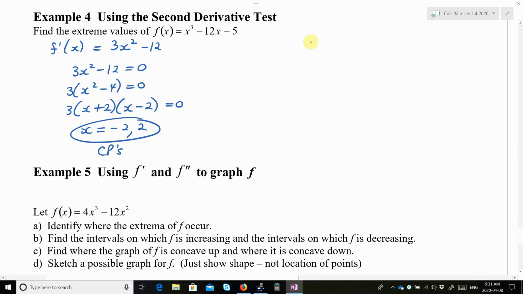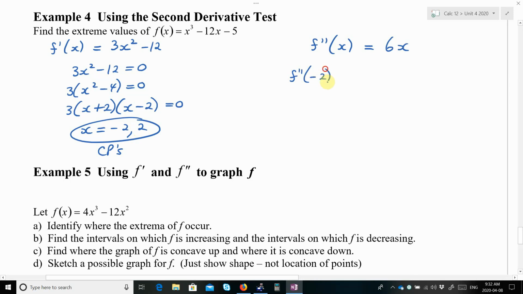And then to use the second derivative test, we need to find the second derivative. F double prime of x, it's the derivative of the first derivative, so we end up getting 6x. And then what you're supposed to do is plug your critical points into the second derivative and see whether you get a positive result or a negative result. So our critical points were negative 2 and 2.